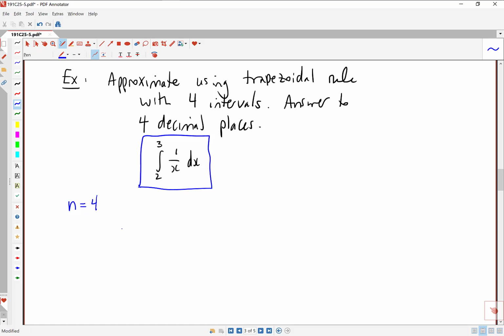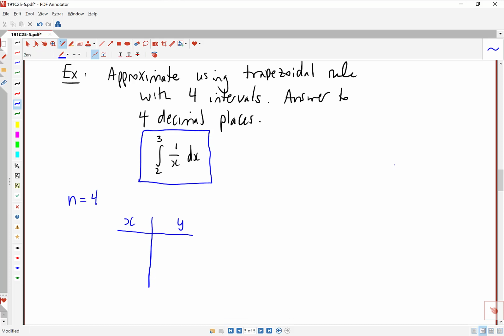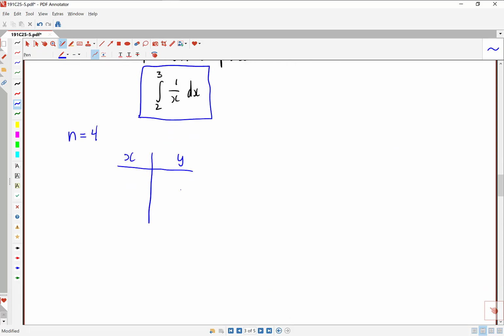Next thing we're going to do is make a table of values. So we need to figure out some x and y values for the points that are forming the edge of our trapezoids. When we think about the different x values that we're going to be working with, I'm going to draw a picture here. You want to be starting at a, finishing at b, and then you're just going up in little increments of (b minus a) over n.